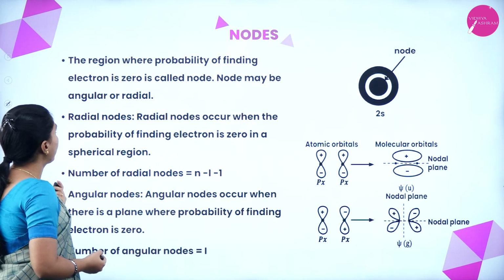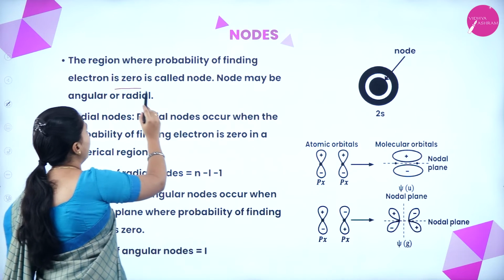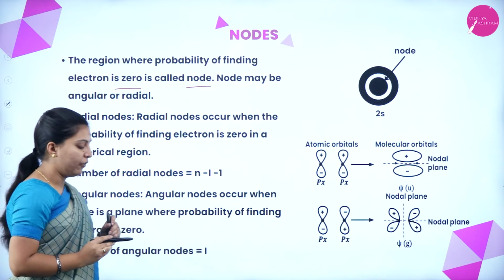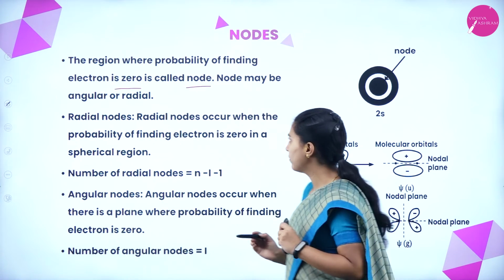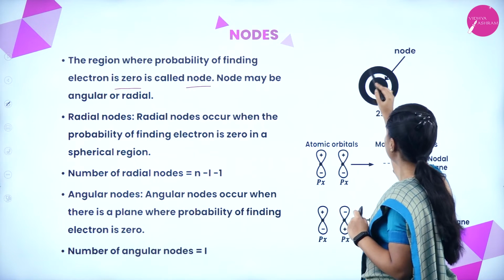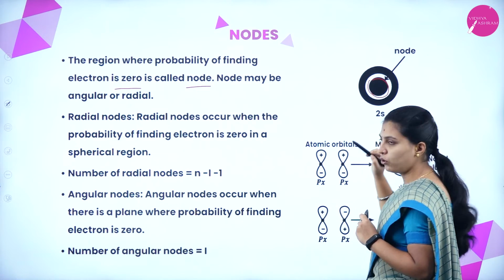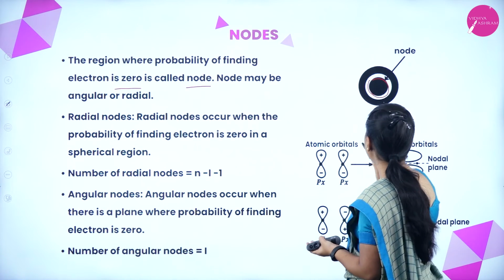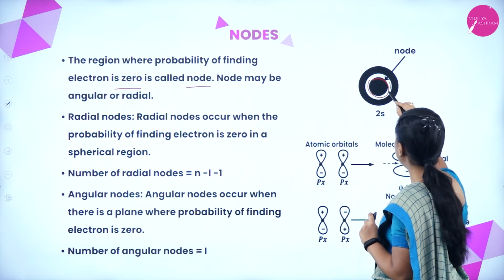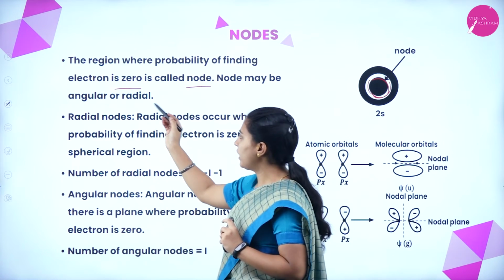Next, nodes. The region where the probability of finding the electron is 0, we call a node. A node may be angular or radial. First we'll look at what a node is. Here one orbital is there. This is the nucleus and this is the orbital. Where this white region is present, the orbital is not present, and the probability of finding electrons will be 0. That place we call a node. It may be angular or radial.